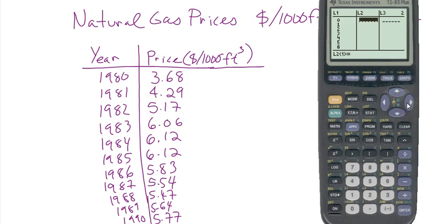And then we'll go over to L2. We'll put the prices in. 429, 517, 606, 612, 612, 583. Okay. We got numbers in? Not quite yet. We'll pause.